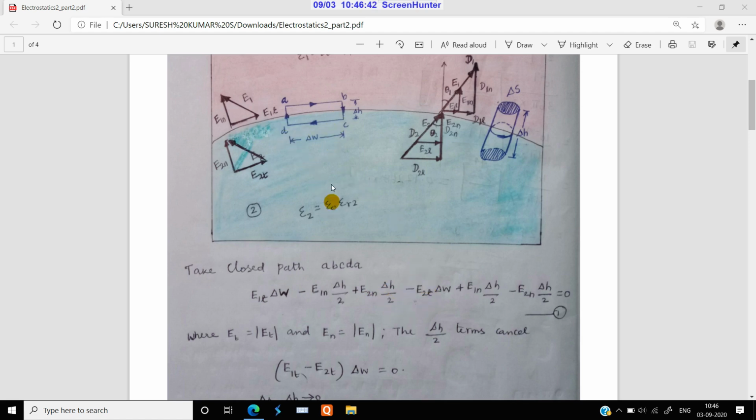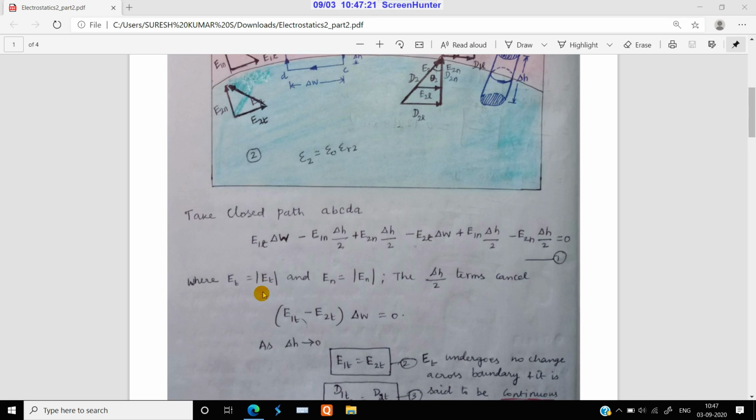Also from C to D we are having minus E2T del W, plus this particular path D to A. From D to A we are having two separate things to be taken into mind. So here it is coming as minus, meaning from here we are having the plus along the normal direction of the electric field. So we are having two terms from here and from here: E1N del H by 2 and E2N del H by 2. Where ET is the magnitude of ET and En is the magnitude of En.